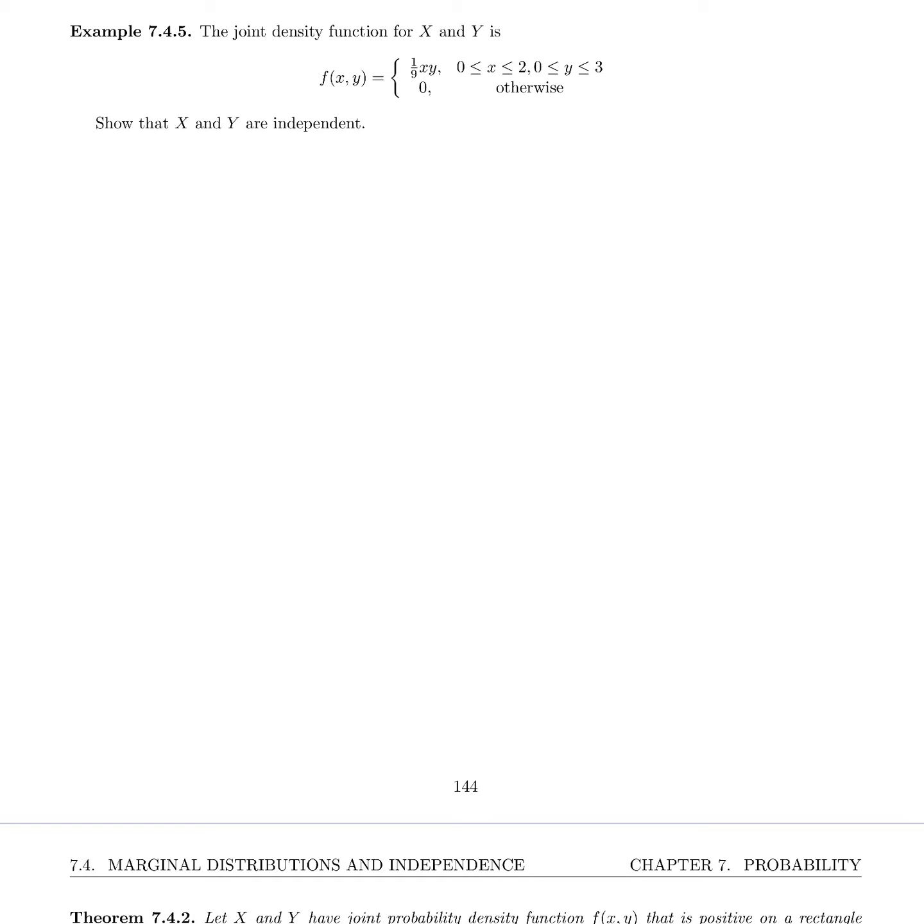Welcome back. We're going to start with example 7.4.5, where we're told that the joint density function for x and y is given here, and we're asked to show that x and y are independent, which means that our goal is going to be to show that f of xy, the density function, is equal to f sub x of x times f sub y of y, the product of the marginals. So to do that, we better start by finding these two marginals.